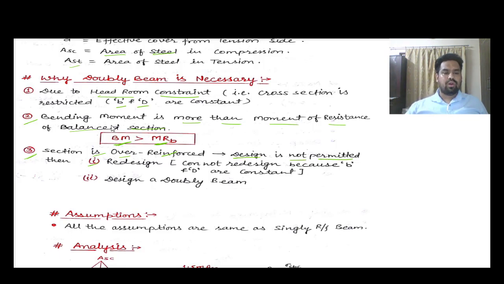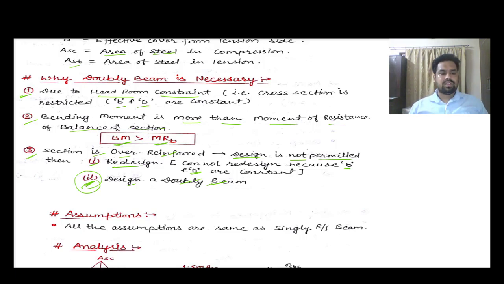So there are two alternatives in this. First, we redesign the section, meaning we change the dimensions, that is b and D, but as we have already discussed in the first point, due to the headroom constraint we have to construct that beam as a doubly reinforced beam. And the second alternative is to design a doubly reinforced beam. So we will prefer this second alternative for designing a doubly reinforced beam.